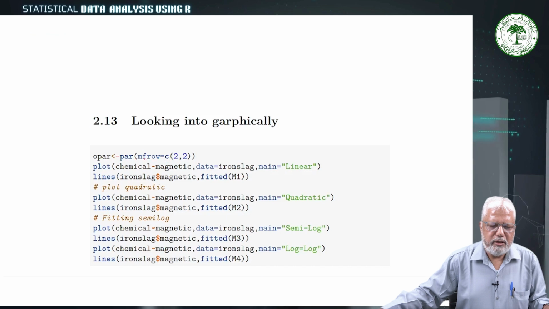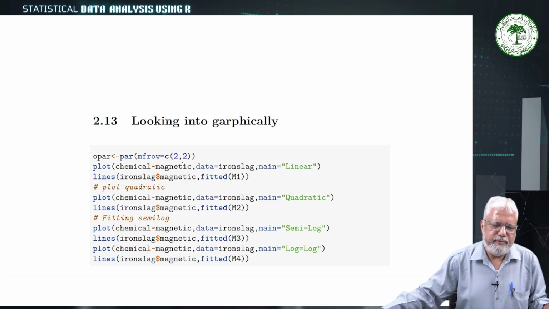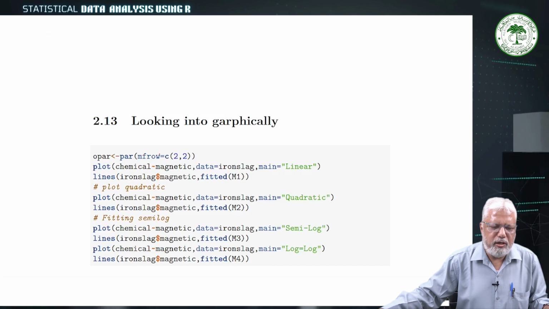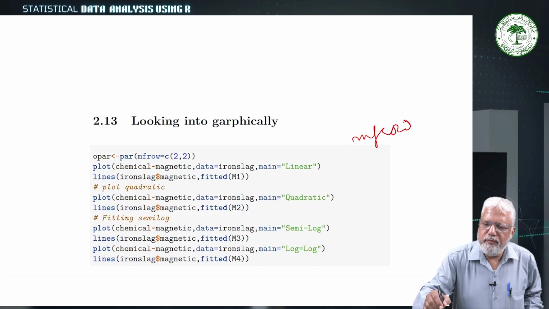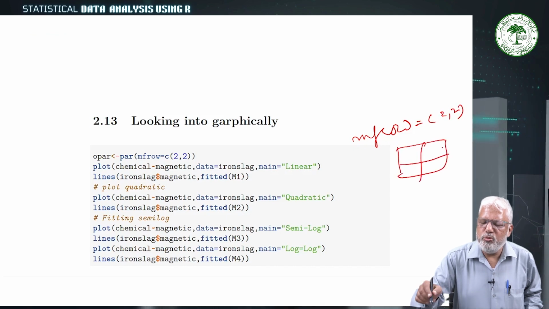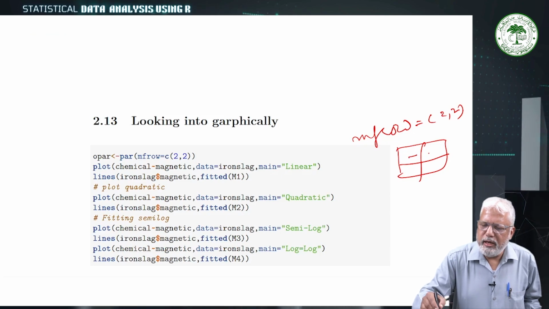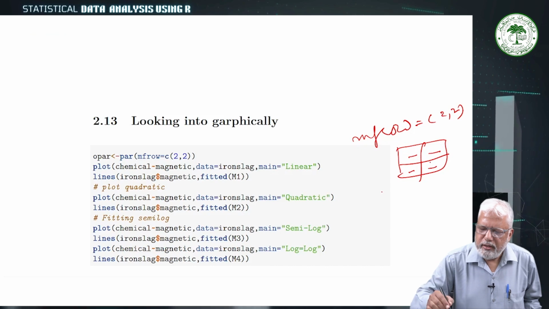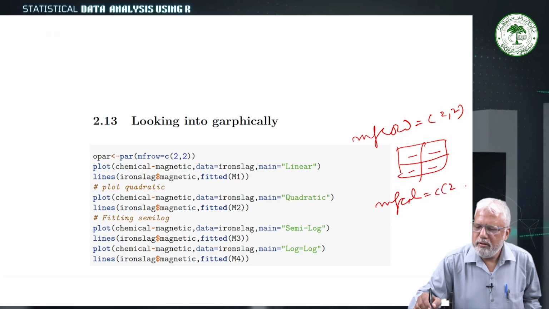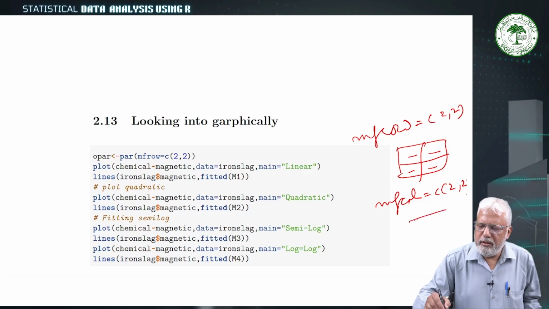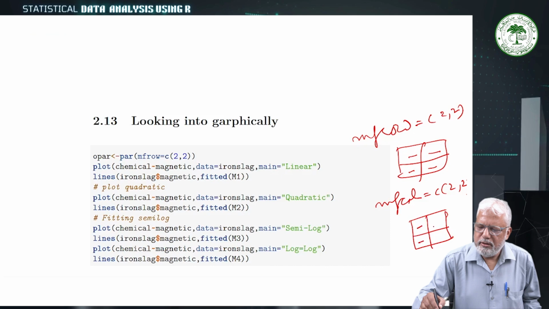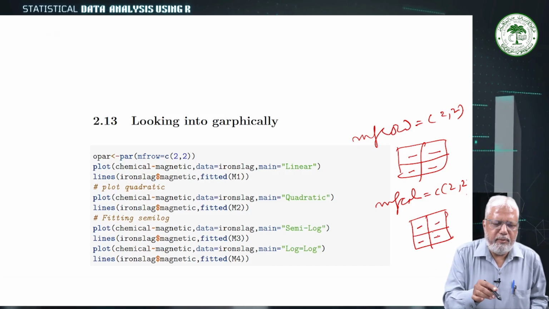mfrow divides the screen into 2 rows and 2 columns, and the figures will be filled row wise, because it is mfrow. See, mfrow equal to c(2,2) will divide the output screen into 2 rows and 2 columns, and figures will be filled row wise. But if it is mfcol, then c(2,2) again, but the figures will be filled column wise, not row wise. So this is the difference between mfcol and mfrow.